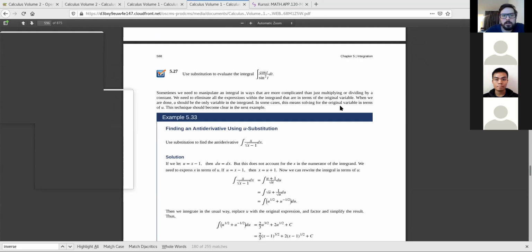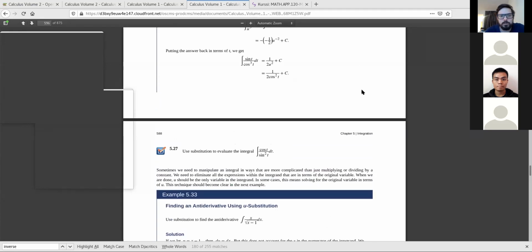Here's a question for you. I'm going to now divide you into groups. We'll have about a 10 minute break. So do exercise 5.27. Use a substitution to evaluate the integral of cosine of t over sine of t squared dt, and figure out what substitution to use.